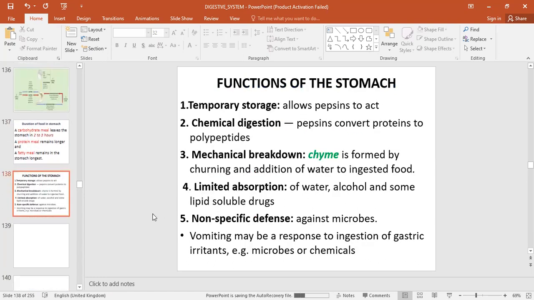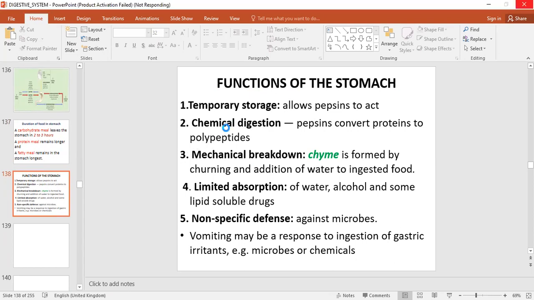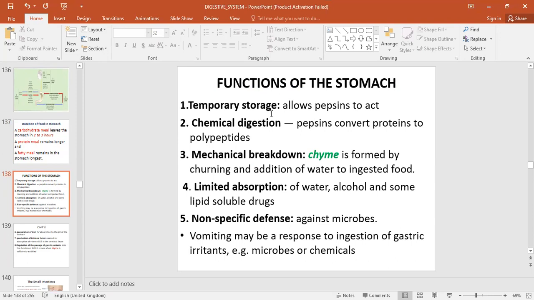Okay. Function of the stomach, I think we hinted on this one. We are saying the stomach acts as a temporal storage site, so allows gastric juice to effectively mix with the contents. Then, apart from performing chemical digestion, stomach can also perform mechanical digestion.